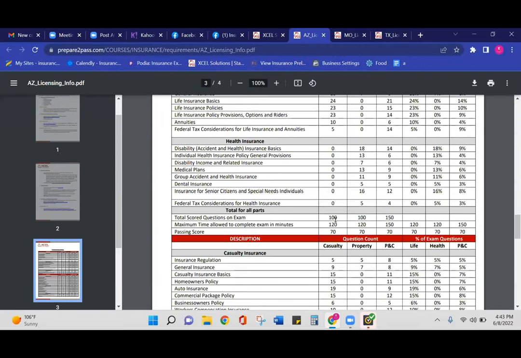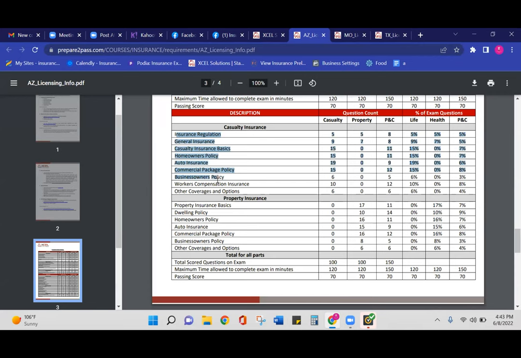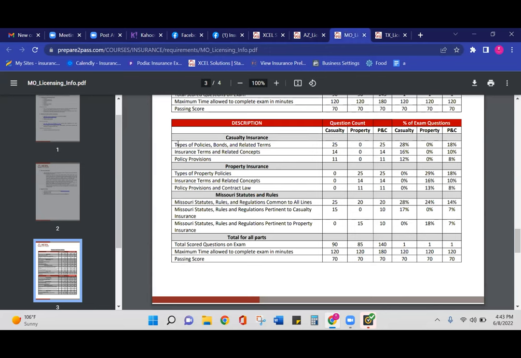And you scroll down to property and casualty. Look at the chapter titles, how different they are. So you're either going to be in a state that looks like this, where the chapter titles are all broken up, or you're going to be in a state like this where they're not broken up. That's the two main types of tests.